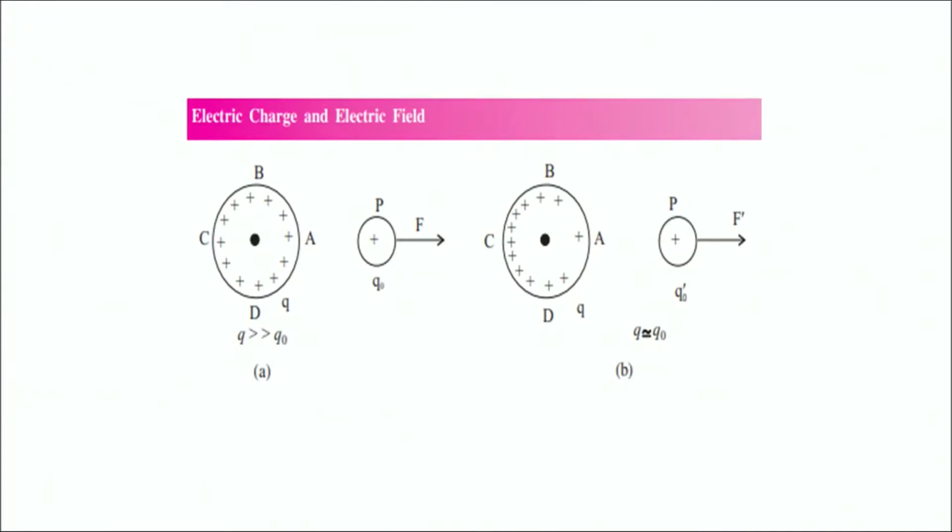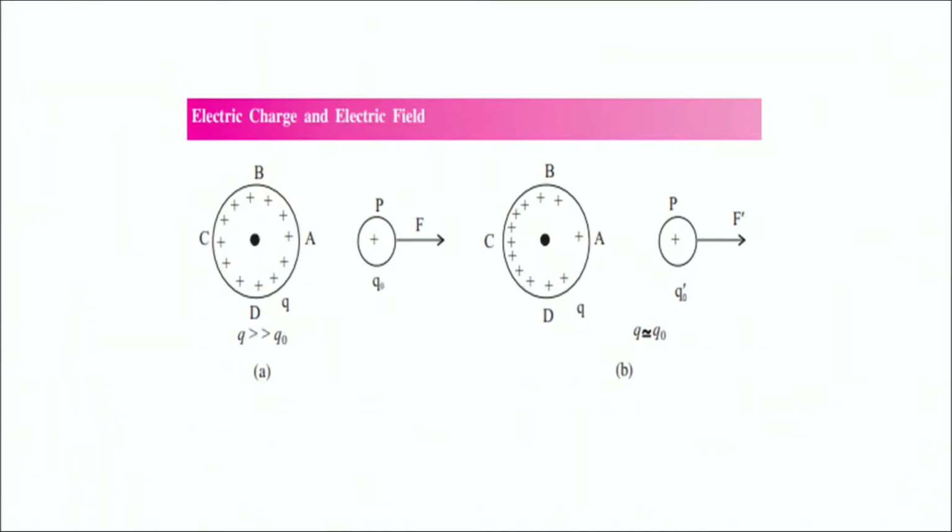Here, we are going to find the electric field due to the charged body which is on the left, and the test charge is Q naught. This test charge Q naught is very small as compared to the charge Q. It is not going to disturb the charge distribution on the charged body. In the second case, if the charge Q naught is nearly equal to the charge of the charged body whose field is to be determined, then it will definitely change the distribution of charge on the surface of the charged body, and it will result in a change in the electric force also.